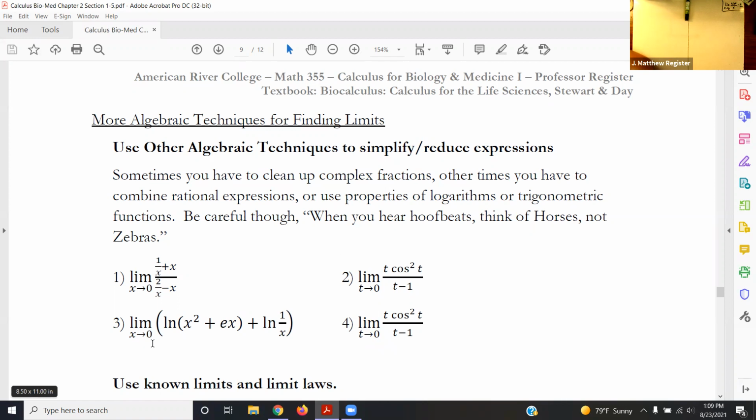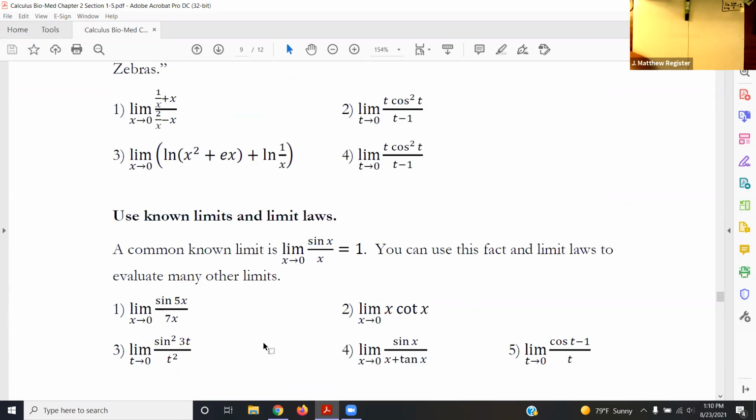For this one, the limit as x goes to 0 of the natural log of x squared plus e to the x, plus the natural log of 1 over x. This one you could combine into a single logarithm and try to figure it out that way. Although I would be cautious about this one, because I believe the answer does not exist, because the left side and the right side will not match up, because I don't think this function is actually defined for negative values. And so be careful of that. Remember what the limit actually means. And then there's this one.